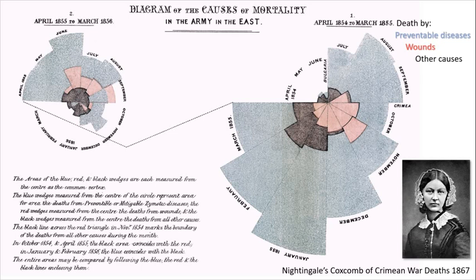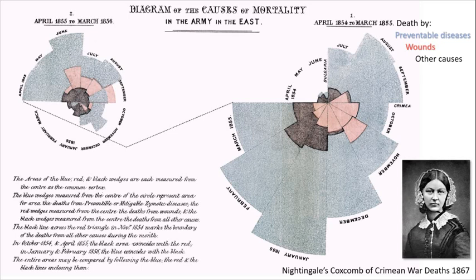This is Florence Nightingale's coxcomb of Crimean War deaths. She served as a nurse in the Crimean War and saw a lot of needless deaths. These are called polar area diagrams. She came back to London compelled to convince Parliament to fund better facilities and treatments for British soldiers. She was devastated by what she saw during the war.